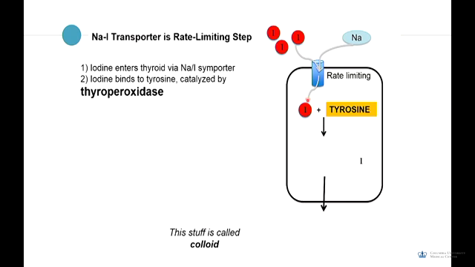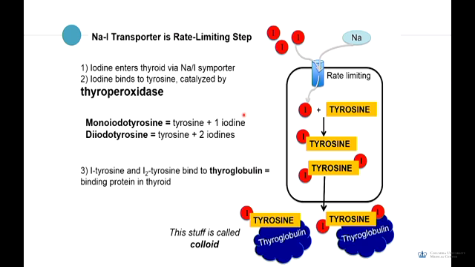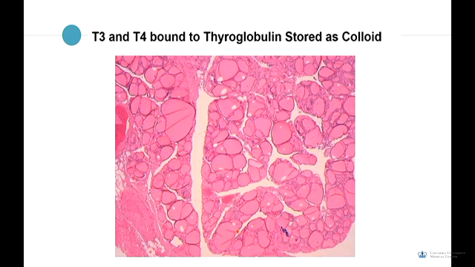First you start off with the sodium iodine transporter that goes into the thyroid. That's the rate-limiting step of thyroid hormone synthesis. Then thyroperoxidase catalyzes all of these different steps of adding iodine to tyrosine, to monoiodotyrosine, and then puts together T3 and T4. Both of these then bind to thyroglobulin, which is the protein that is bound to T3 and T4 in the thyroid for storage. And when they are stored, they're stored in a thing called colloid.